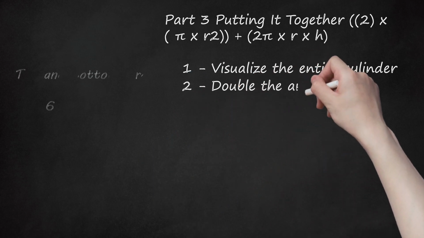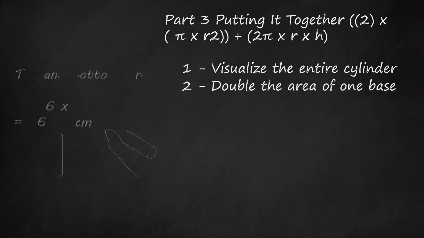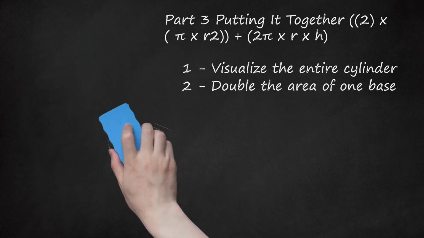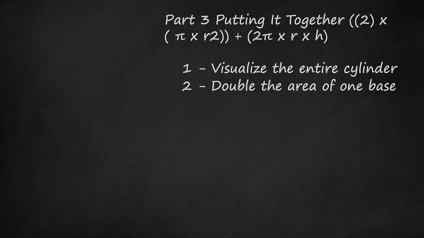2. Double the area of one base. Simply multiply the previous result, 28.26 square centimeters, by 2 to get the area of both bases. 28.26 times 2 is equal to 56.52 square centimeters. This gives you the area of both bases.